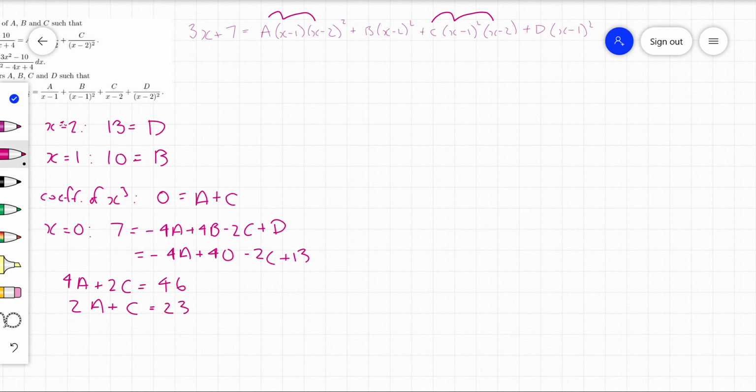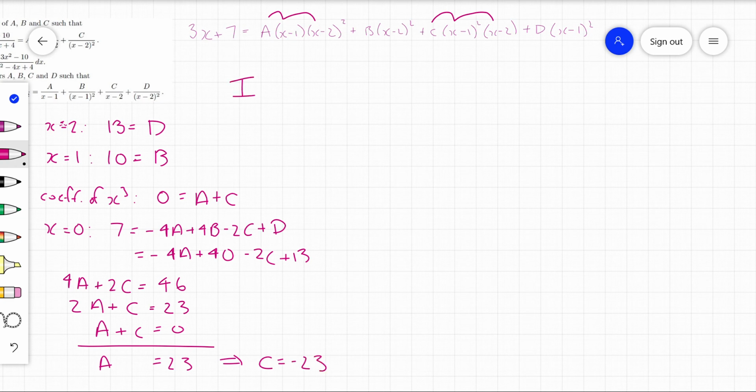All right, so let's just go back above, and we've got our a plus c is 0 from the coefficient of x cubed. So if we subtract, we get a is 23, and therefore c must be negative 23. So we've got all our coefficients.